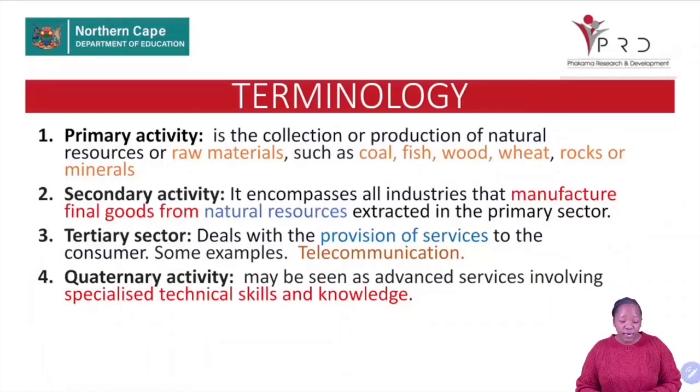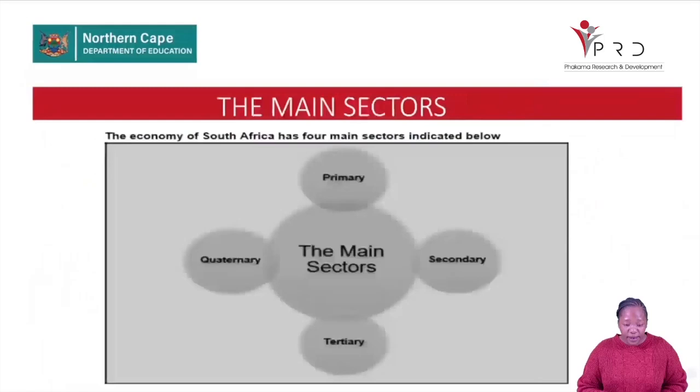So this is the sector that deals with the technology or that deals with the specialization. And then we're moving right along, we're getting into the main sectors of the economy that make up our economic sector in South Africa. So these are the sectors that generate the country's income. We're looking at the primary sector, which is the first one.